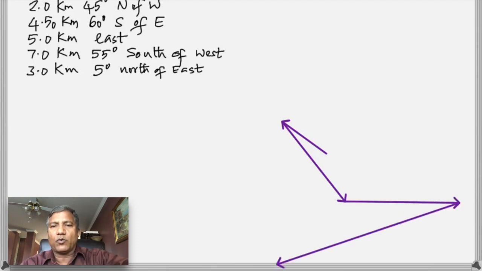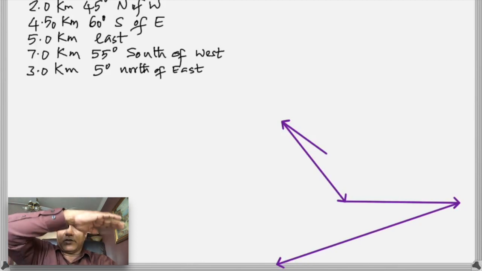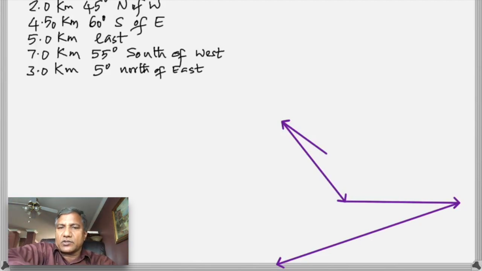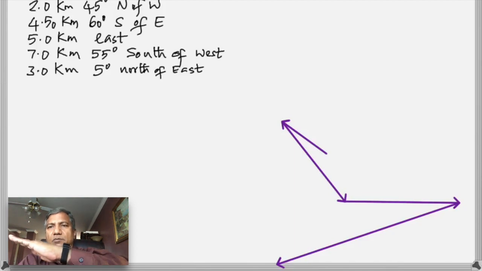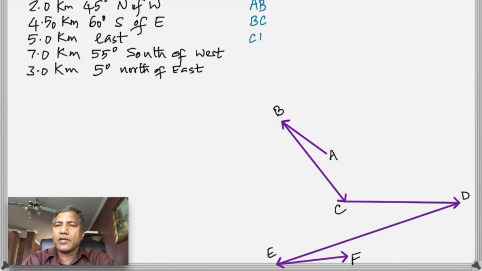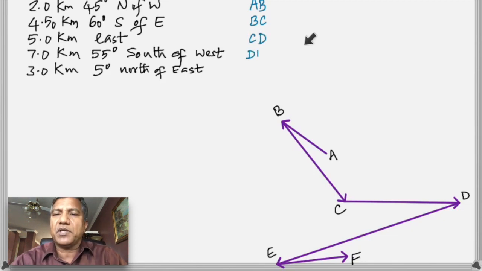And then number 4, 7 kilometers, this one, 55 degrees south of west. So start from the west and go 55 degrees to the south. Finally, at 5 degrees north of east, just a little bit north of east. That's coming up here. So let me label them as A, B, C, D, E, F. And then what you've got to do is break it up into its components. So I'm just labeling A, B, B, C, C, D, D, E, and E, F as shown.